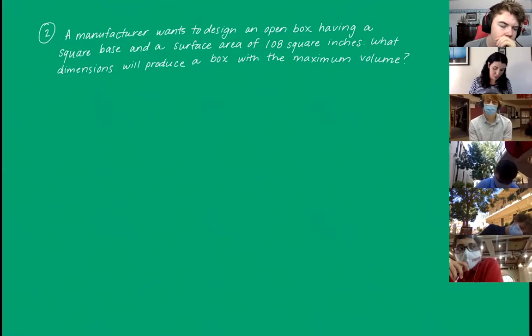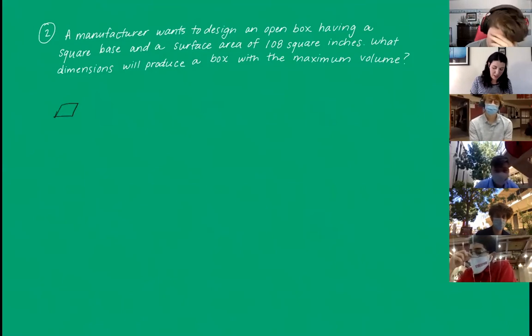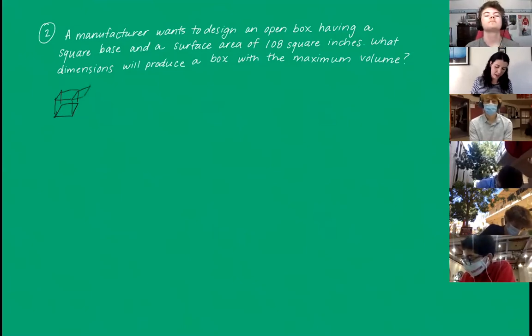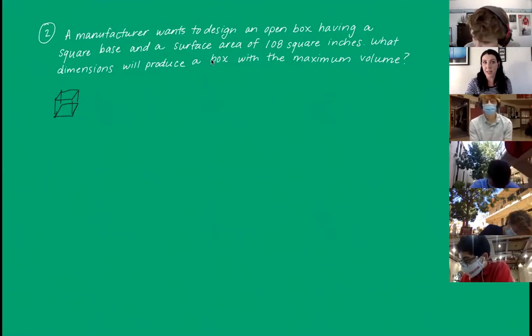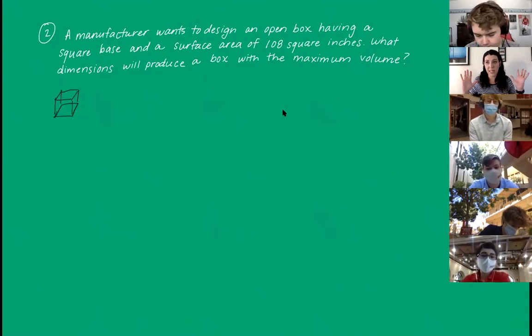Okay, so let's think about this situation. I've got a square base, call that this, okay? And I have a box here. And the idea is it's open. That doesn't mean I have sides coming out. We're not looking at an Amazon box or something here. The idea here is that there are 5 sides to this box instead of 6. Okay, so I've got the sides, 1, 2, 3, 4, and the base, 5. I don't have a top. So we're just missing the 6th side.